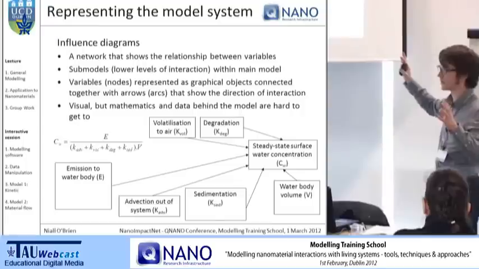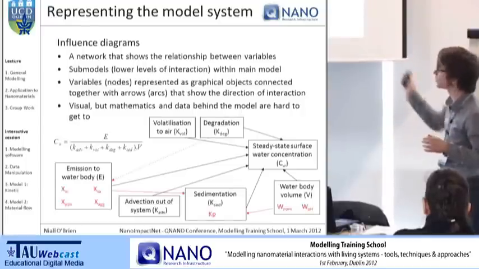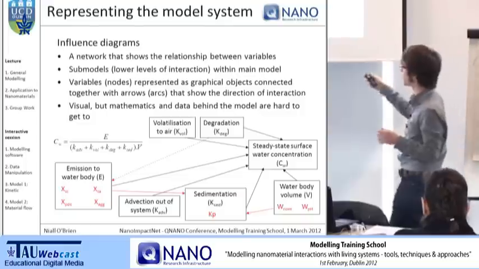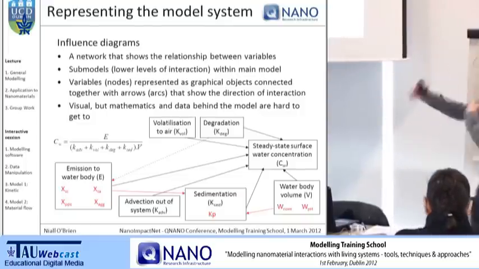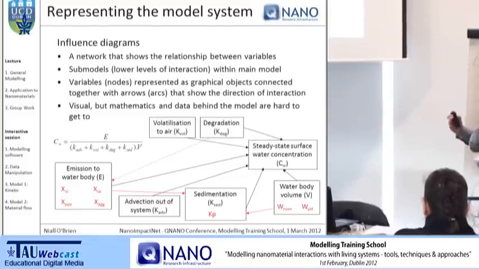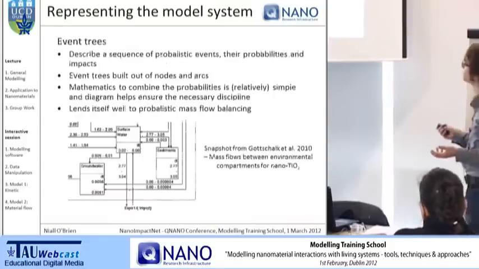And we can visualize this very easily with an influence diagram. But then you also have to think that other elements influence each other as well, and sometimes in both ways. So then you get to a next level of interaction, a lower level of interaction. It's visual, these influence diagrams, but the mathematics and data behind the model are hard to get to.